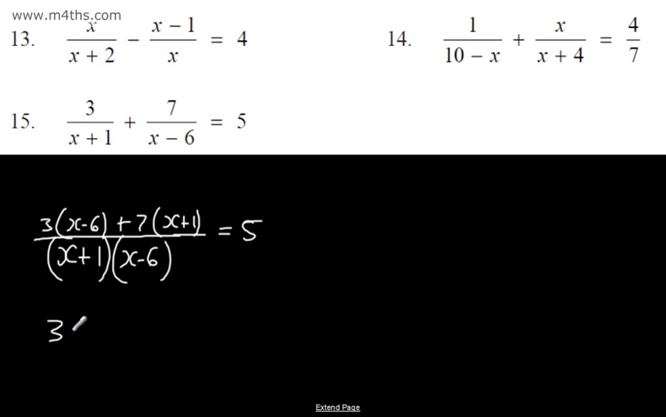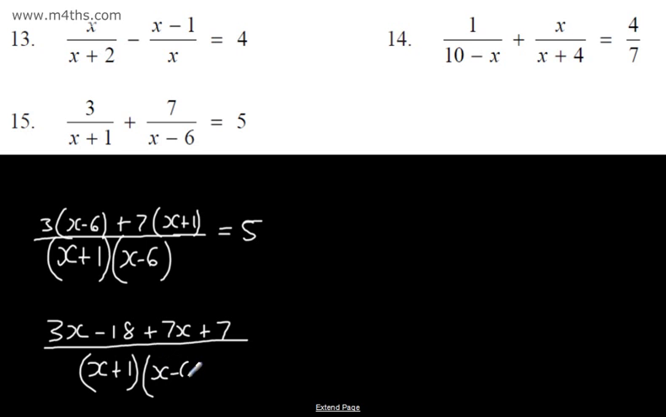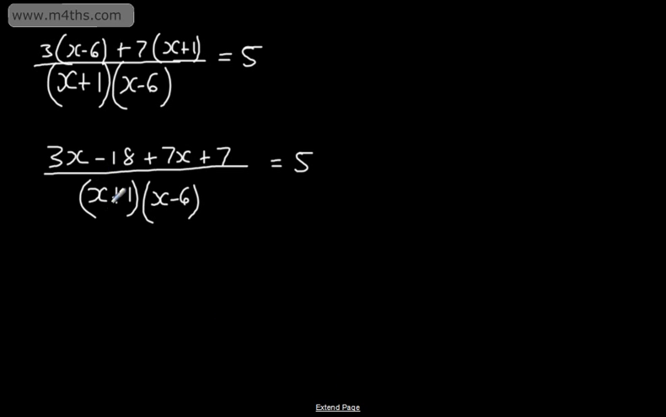In the numerator, we're going to get 3x minus 18 plus 7x plus 7, and we're going to divide that now by the x plus 1 multiplied now by the x minus 6, and that is going to be equal to 5. So tidying the numerator, what's that going to give me? 10x minus 12, let's check that. So what is it, 10x minus 11? Let's write this in. So 10x minus 11 over now this quantity right here, which is x plus 1, and then we've got x minus 6 is going to be equal to 5.